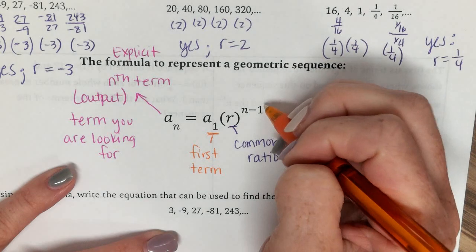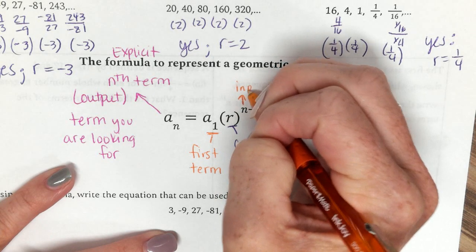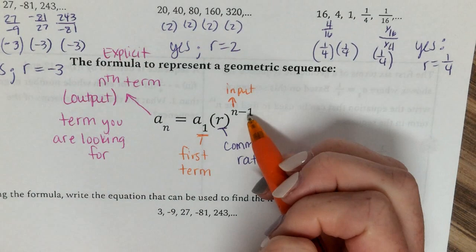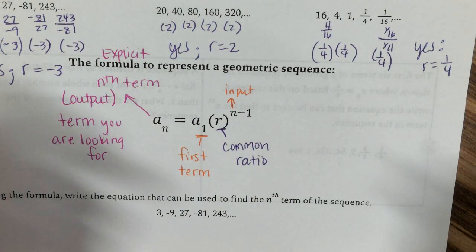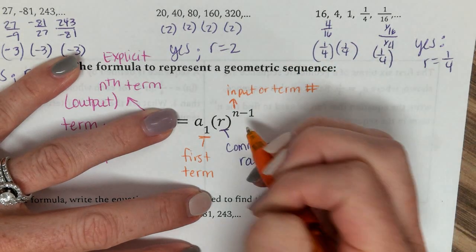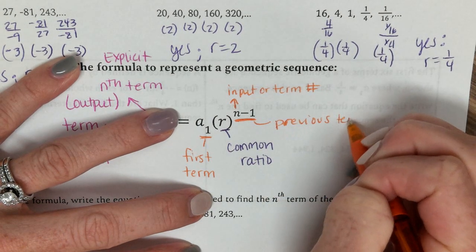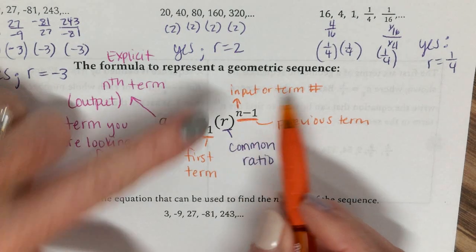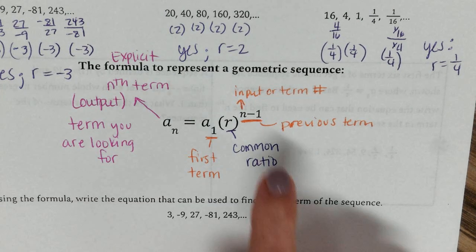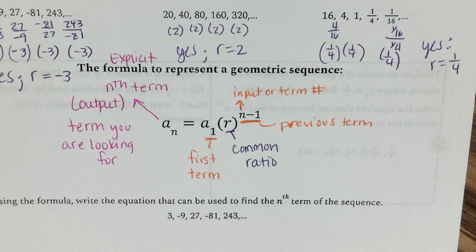And this n minus 1, the n is the input, and then n minus 1 is the previous term, yes? So that's where the 1 comes from. It's the previous term. So that's the input or term number. And then once you subtract the 1, that would give you the previous term. The n is the input or term number. Once you subtract the 1, it's the previous term. So if I say the fifth term, the 5 goes in for n, and 5 minus 1 would give you 4, which 4 would be the previous term before 5.